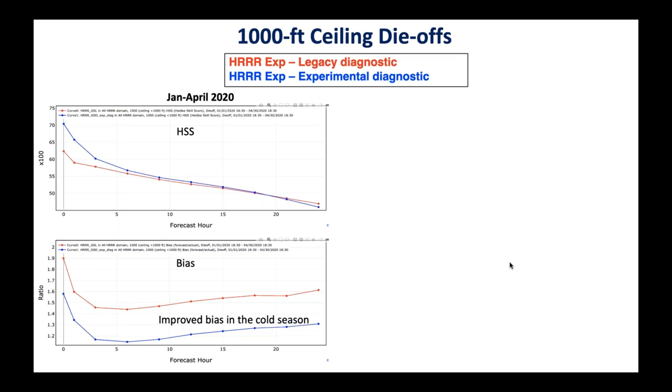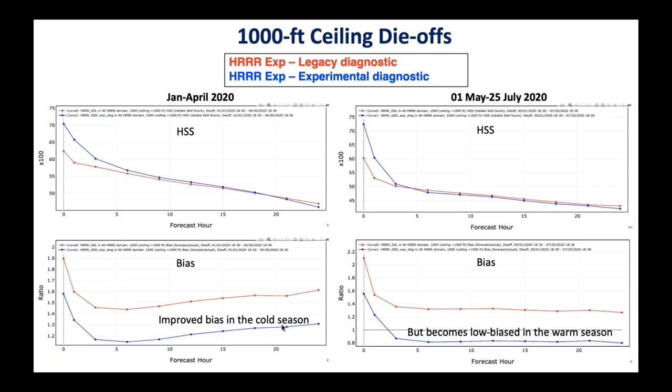looking at the 1,000-foot ceiling verification, you can see from the cooler months, from January to April, the heidke skill score is actually improved just by using this MYNN clouds alone, and it has a much lower bias as well, but still slightly high biased. But during the summer months, it becomes more of a draw for a high skill score, even a slight degradation. And the bias becomes a little bit low.